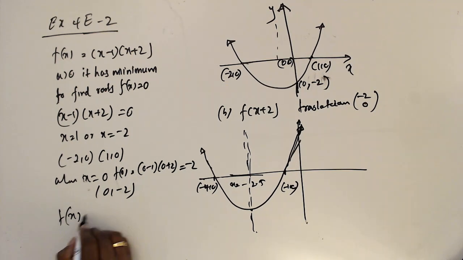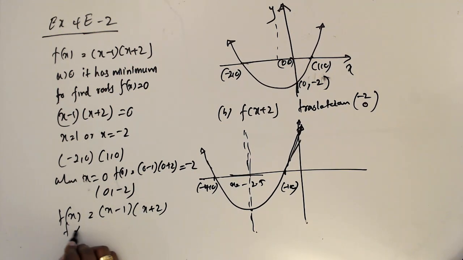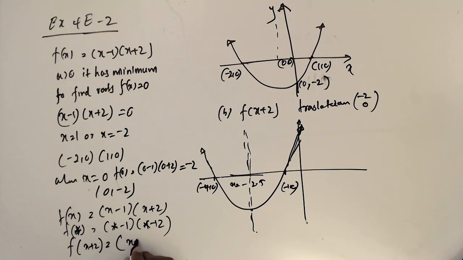If f(x) equals (x minus 1)(x plus 2), then f(x plus 2) equals (x plus 2 minus 1)(x plus 2 plus 2). Instead of x, I put x plus 2. So this is going to be (x plus 1)(x plus 4).